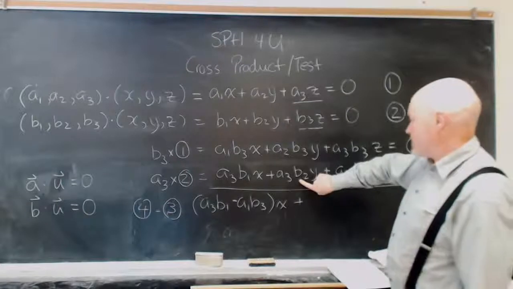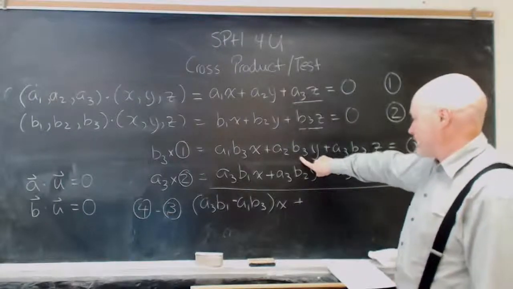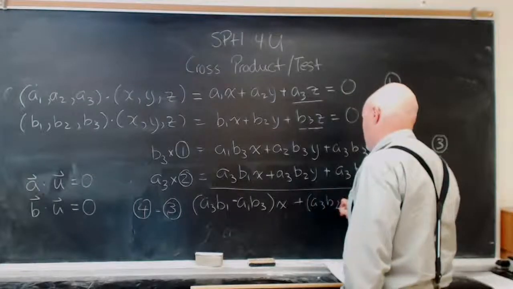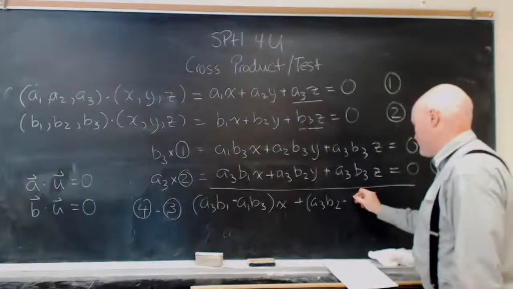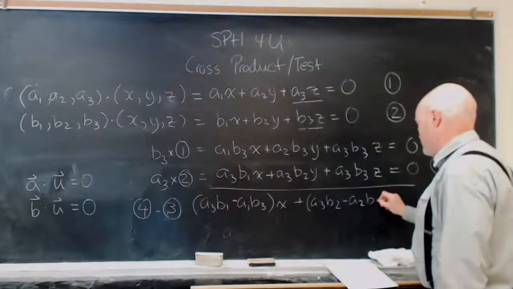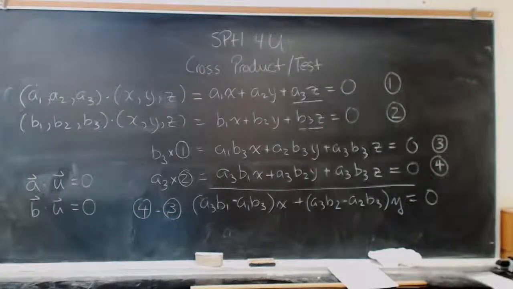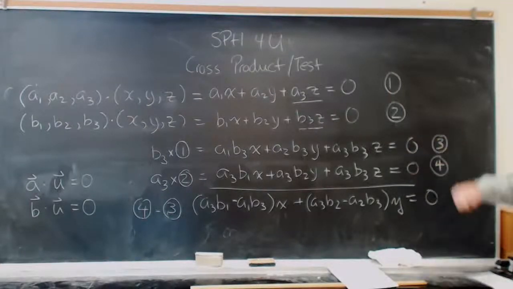And so I'm going to take a3b2y and I'm going to subtract a2b3y. So that whole entire thing is still equal to 0, because when I subtract 0 from 0, I get 0.